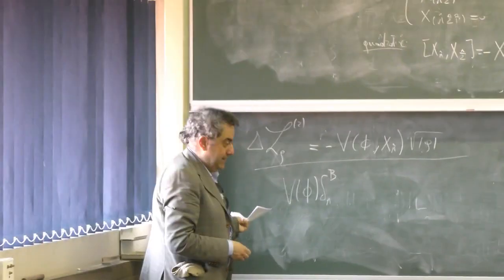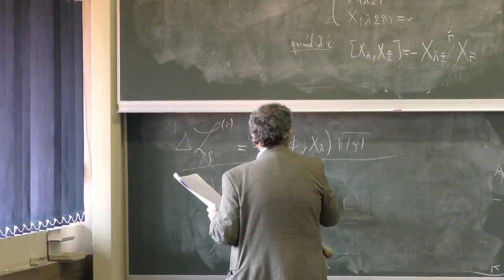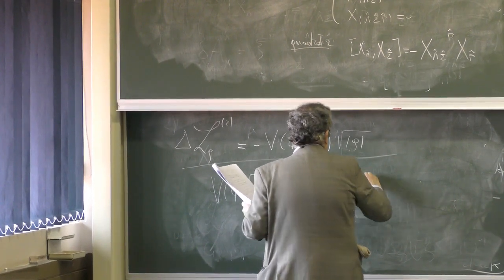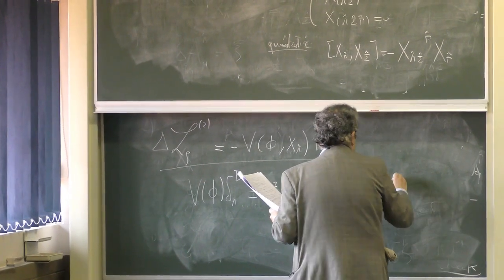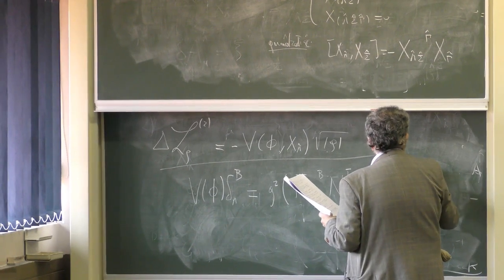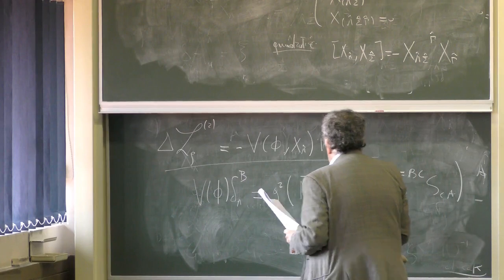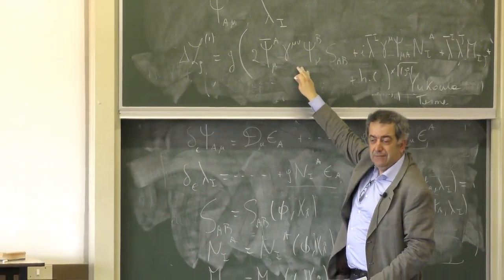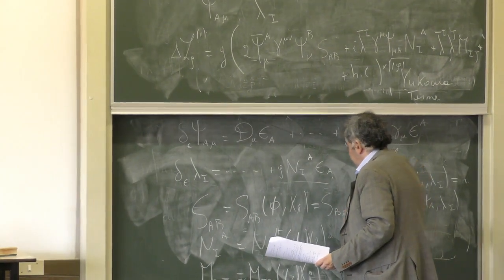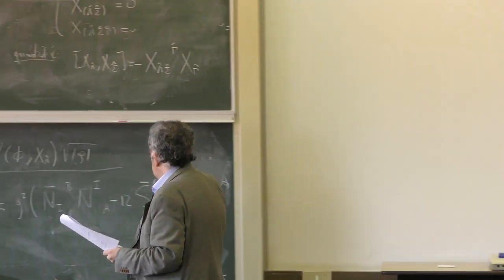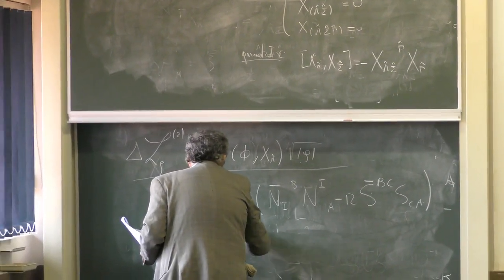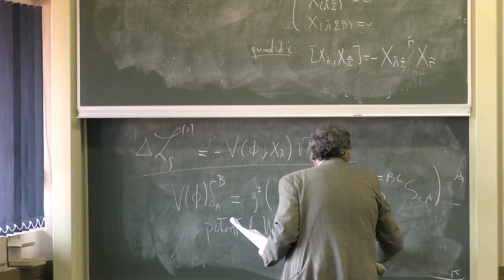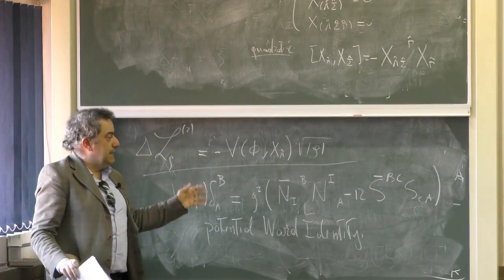So supersymmetry invariance of the Lagrangian implies this identity, g squared times N bar I N I j minus 12 S B S bar B S C A. One condition here is that S A B immediately follows from the way the Lagrangian is symmetric. So this is called the potential Ward identity. All these are implied by supersymmetry.